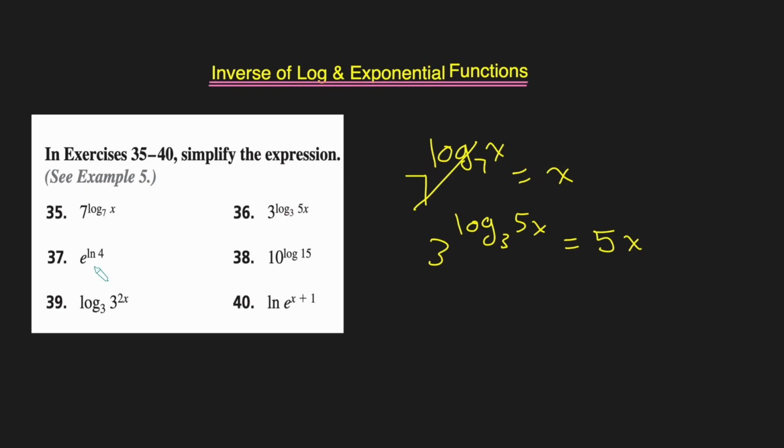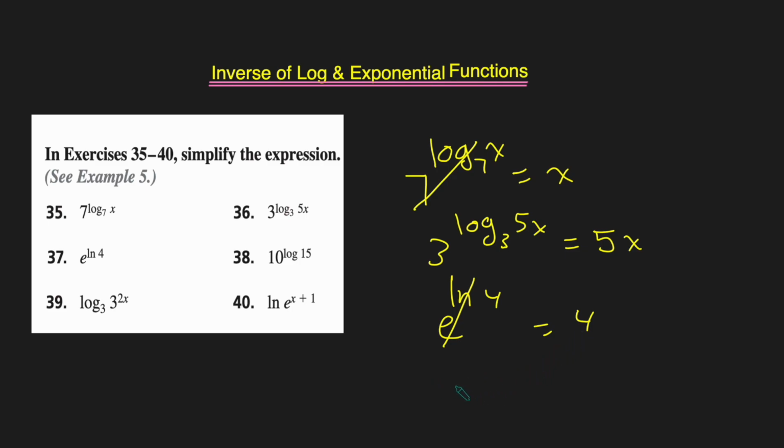Number 37, we have a natural log. That is a log to base e. So it is raised to the same base. So e to the natural log of 4. The e and the natural log cancel each other, and that would be 4.